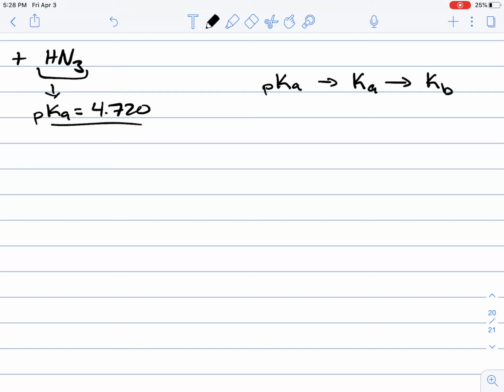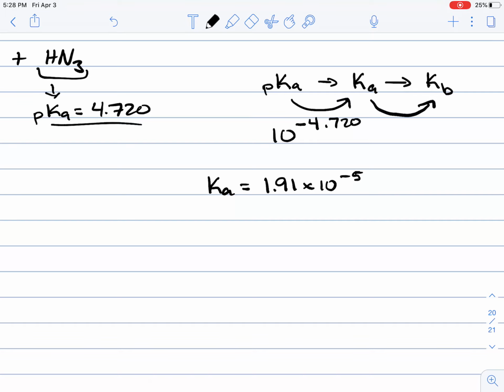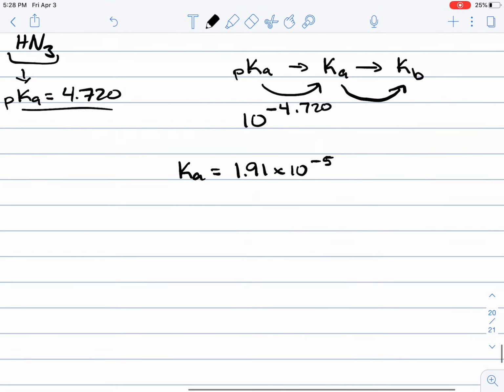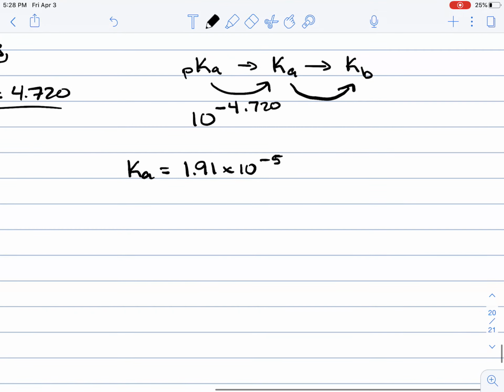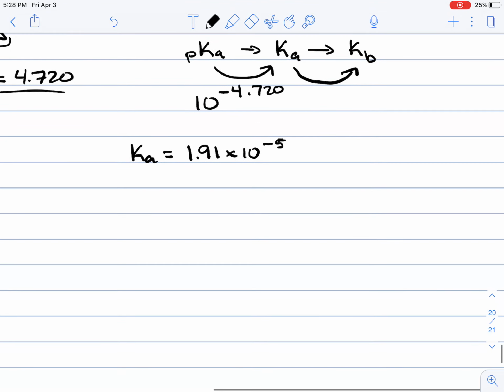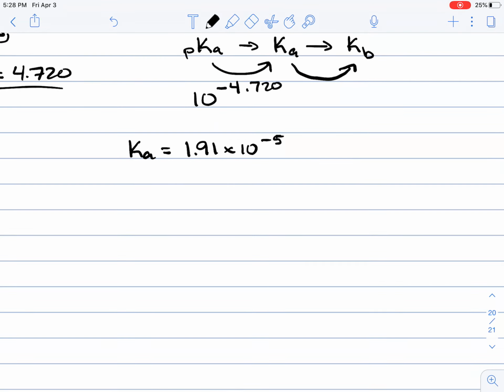What allows me to go from pKa to Ka is if I take 10 to the negative pKa, so that's going to be 4.720. If you plug this into your calculator, the value of Ka is going to be 1.91 times 10 to the negative 5. And now that you have your Ka, you can convert it to Kb using Kw as an intermediate.